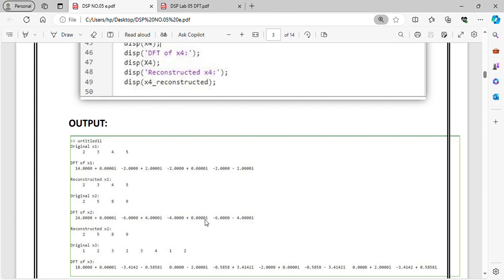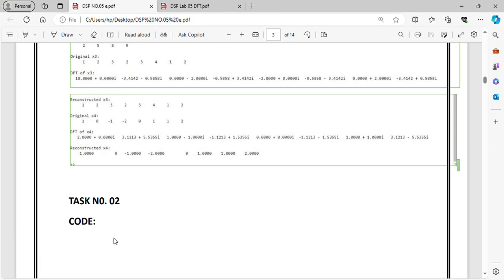For x1 the original signal is 2 3 4 5. The discrete Fourier transform of x1 is 14 and minus 2 plus 2i, and the reconstructed signal of x1 is 2 3 4 5. The original signal of x2 is 2 5 8 9. The discrete Fourier transform of x2 is given and reconstructed x2 is also 2 5 8 9, same as x3 and x4.